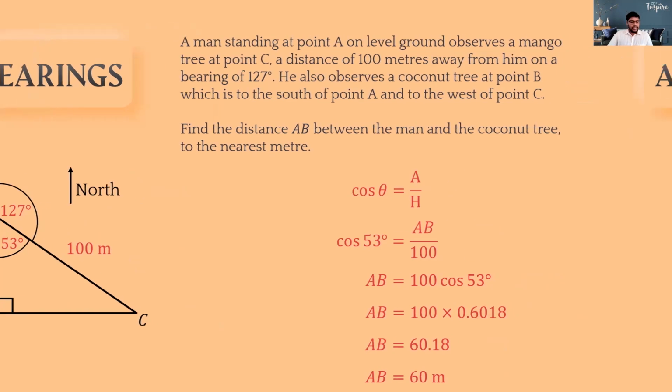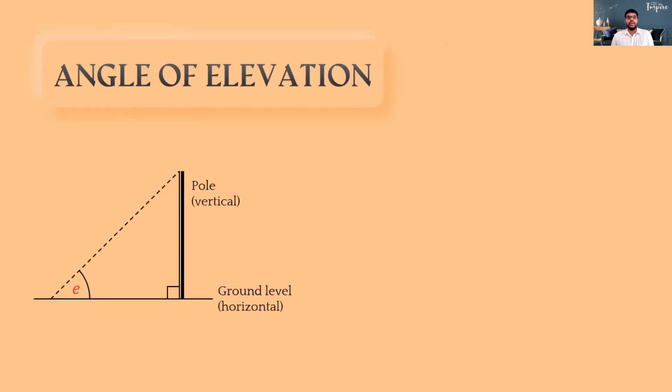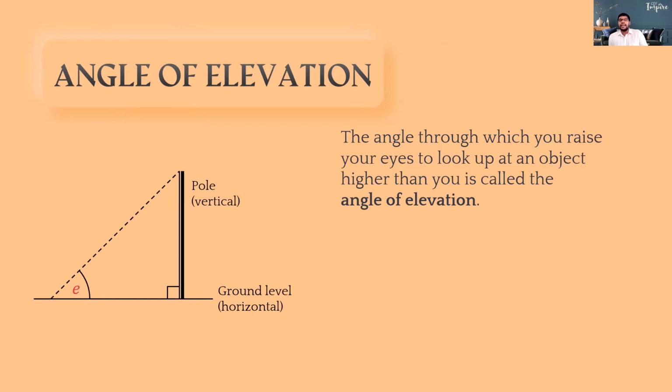Now children, let's go to angle of elevation. What is angle of elevation? Let's have a look at this diagram. Here you have a level ground and some kind of pole, say a light pole. You're standing at this angle E on the ground and looking up at the top of the pole. The angle through which you raise your eyes to look up at an object higher than you is called the angle of elevation.